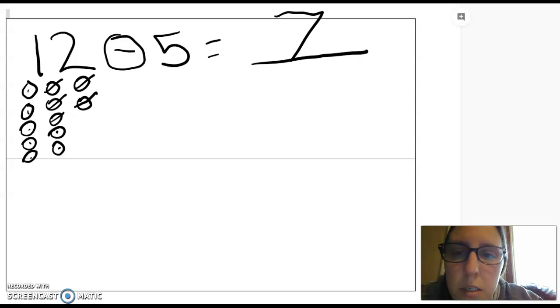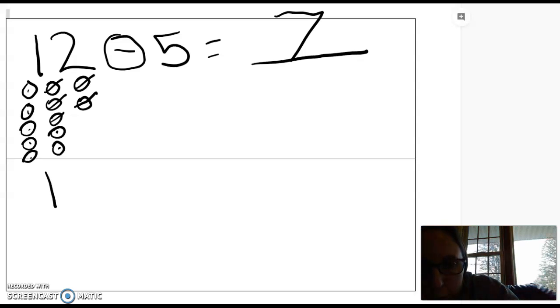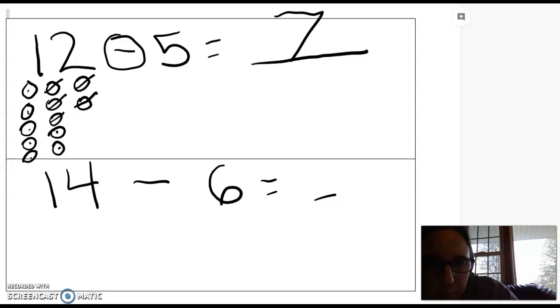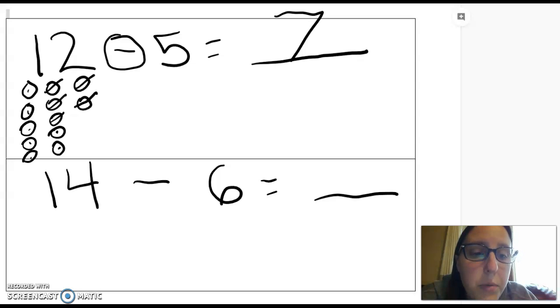What we're going to do now is one more problem together. I'm going to write it here. 14 minus 6 equals blank. Okay? Now we're going to use the same idea that we did before, where we have our bigger number. Our bigger number is 14. It always comes first. We're going to draw 14 circles, and then we're going to take 6 away.